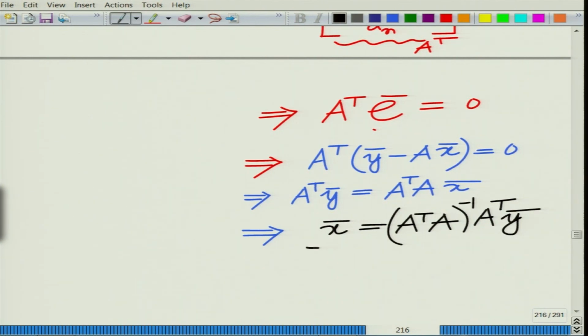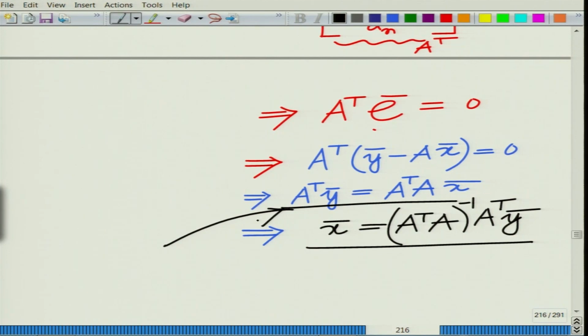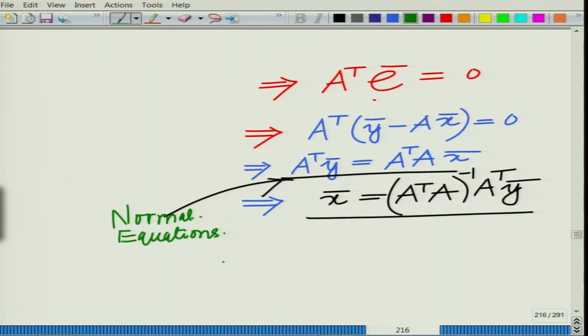Okay. So, essentially this is the expression that we have, and these equations are known as the normal equations, right. And now these are true for any matrix A.